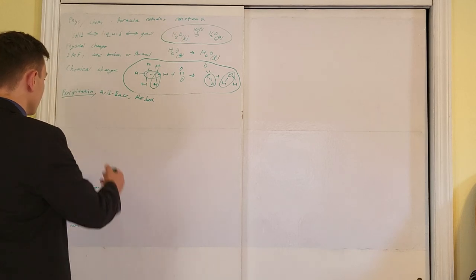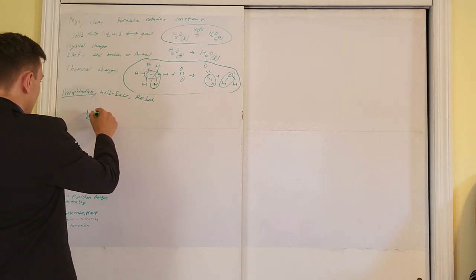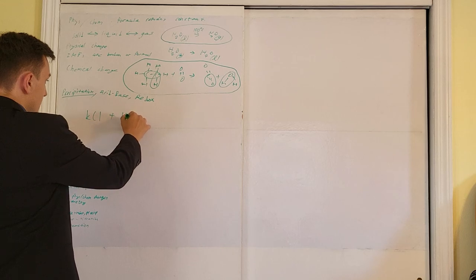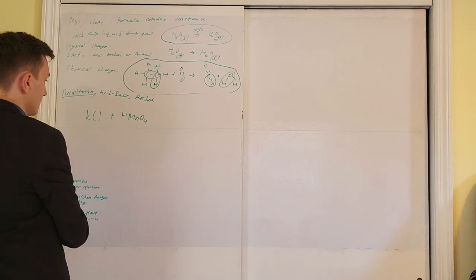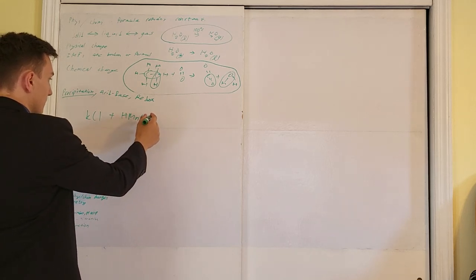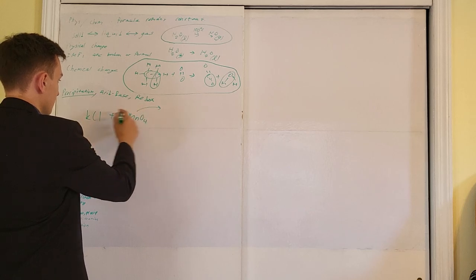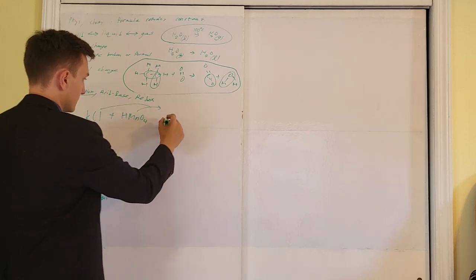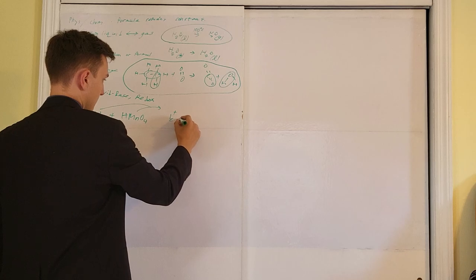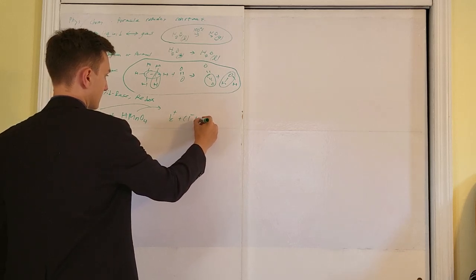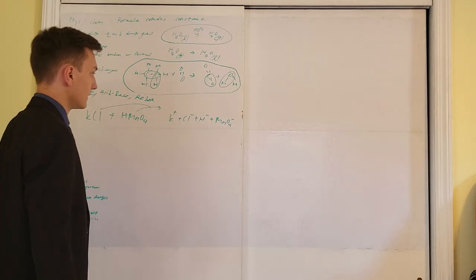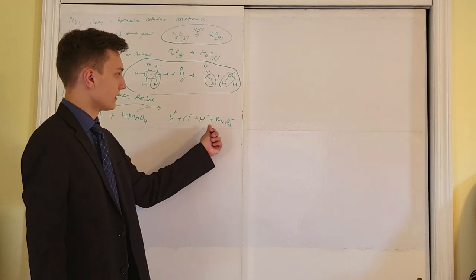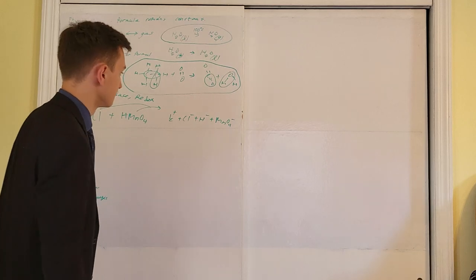So let me give you an example. Let's say I've got KCl and HMnO4. Okay? So when we put this in solution, this is going to dissociate. These two species are going to dissociate into a K plus, plus a Cl minus, plus an H plus, plus an MnO4 minus. And now we can see what all the ions in our solution are.